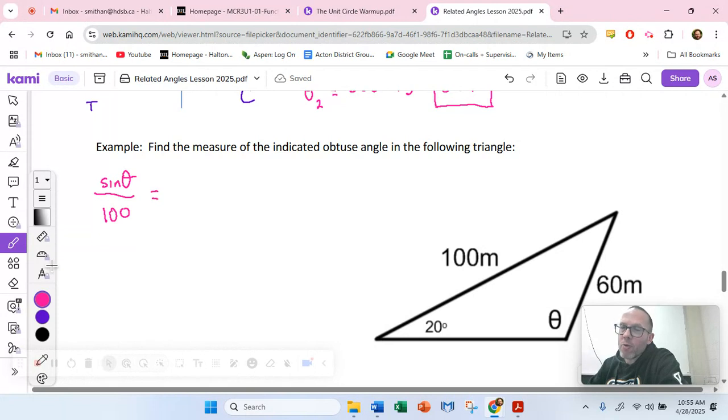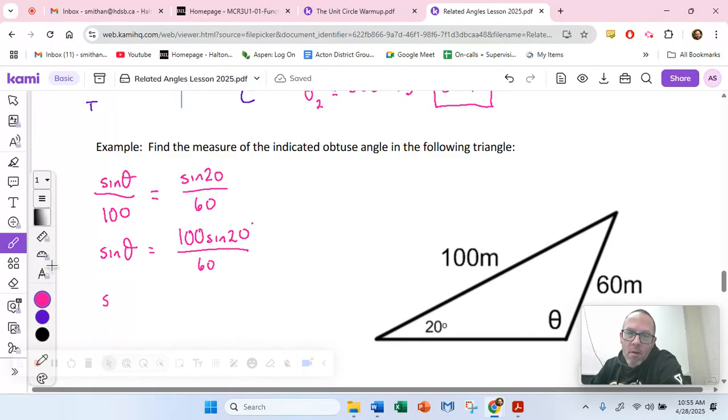An innocent, naive grade 10U would have been like, okay, I'll use the sine law. Sine theta over 100 equals the sine of 20 over 60. And then you would calculate the sine of the angle by multiplying up to 100. And then you would get the decimal. So for the 3U people, you guys have seen this, but just follow along. We're just getting your friends up to speed. I got 0.5700.